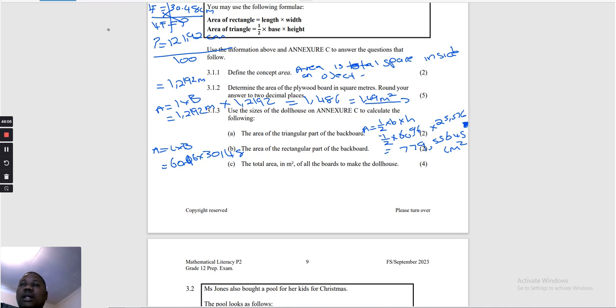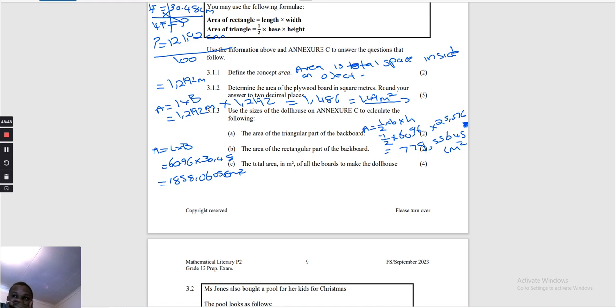My handwriting here is bad. Let me try to write nice things here. 60,96 multiplied by 30,48 is equal to 1,858,0608 centimeter squared.